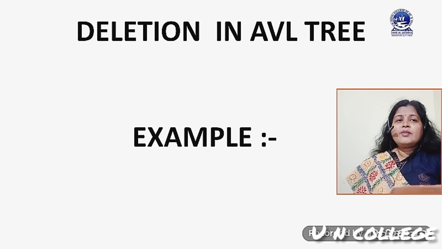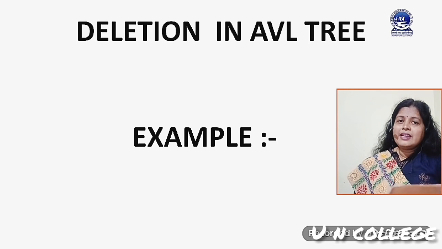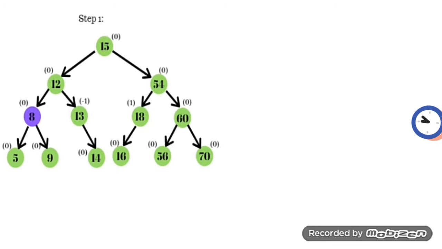Now I am going to give one example on deletion in AVL tree so that you will be clear. Let's start the example. Here I am going to explain the deletion operation in AVL tree. I have used one diagrammatical structure of AVL tree here, and you can see that all the nodes of this tree are maintaining the balancing factor, that is 0, 1 or -1.